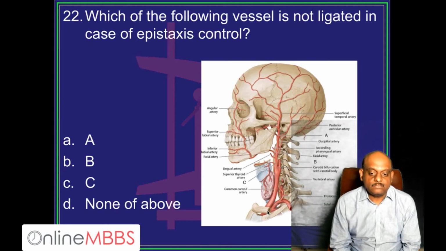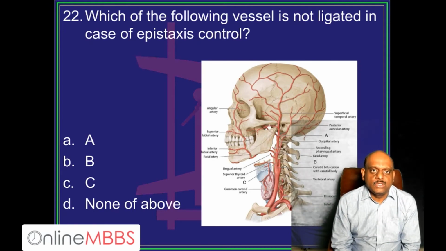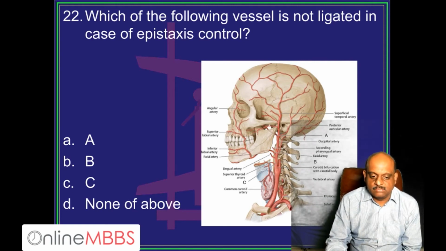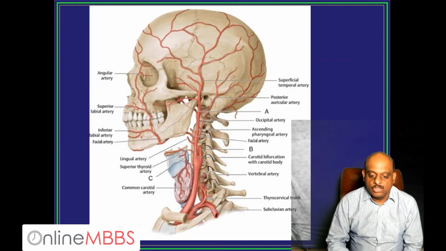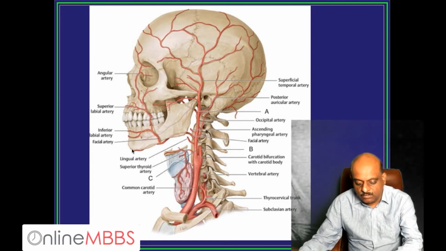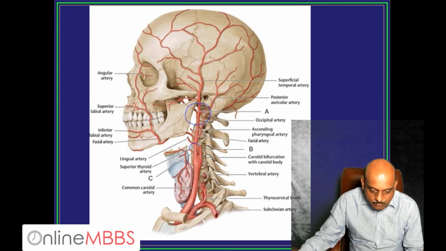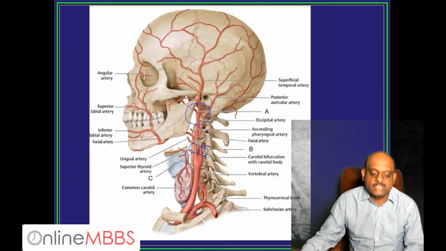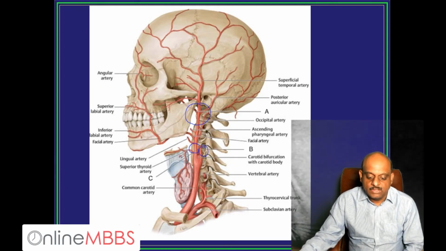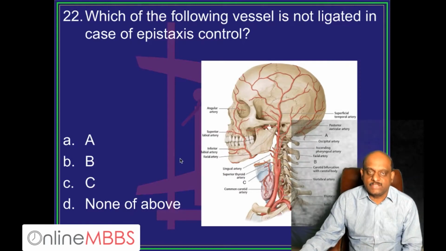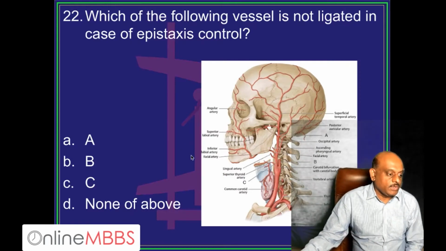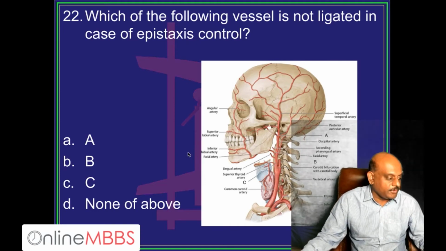Now, doctor, among these, which vessel is not ligated in case of epistaxis? Here there is a vessel pointed here, A. Then there is a vessel pointed here called B. And there is a vessel pointed here called C. Out of these, which vessel is not ligated to control the epistaxis? Question number 22. Answer quickly, doc.